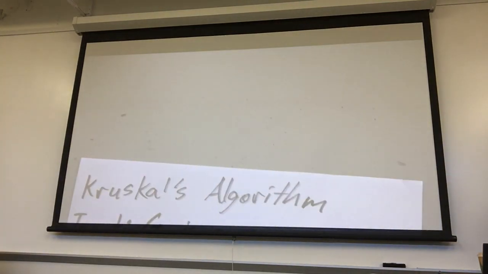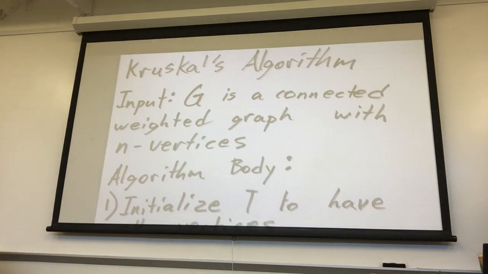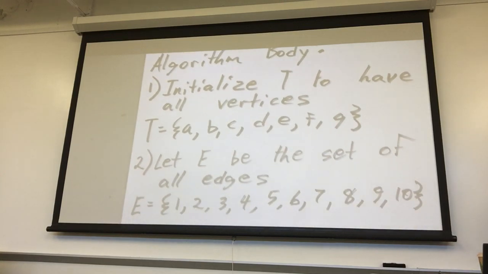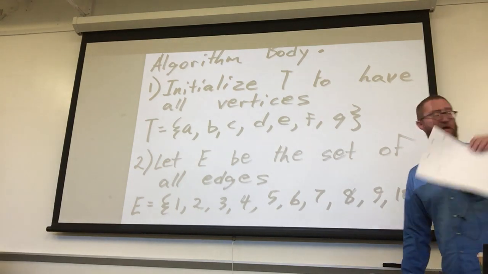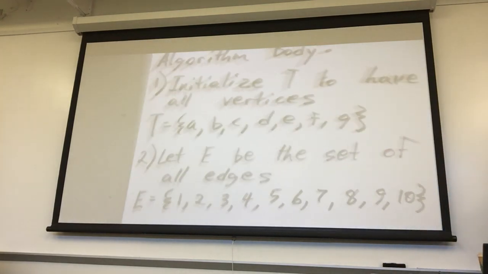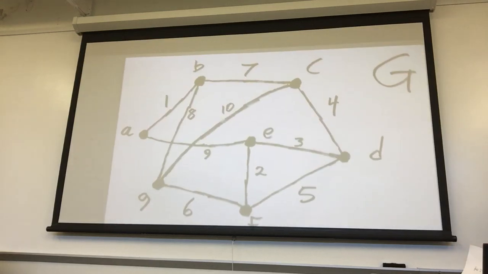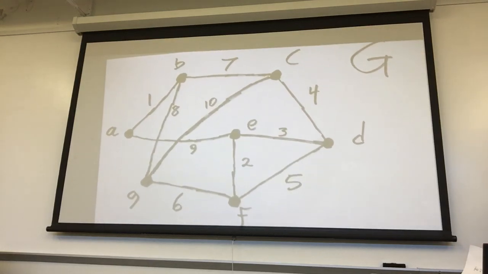Okay. So, the first thing about this, it says Kruskal's algorithm, let's input G, which is a connected weighted graph with n vertices, and step 1 and step 2 is just initialize the set T and initialize the set E, which is the set of edges. So this is what we're going to begin with. The input. This is the graph G that we are going to begin with.